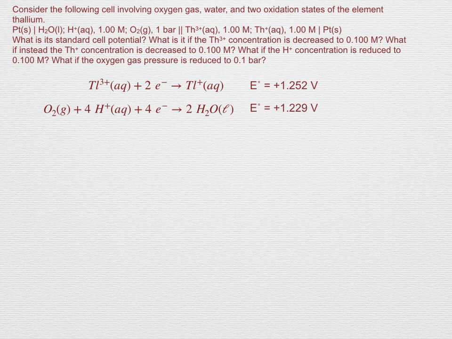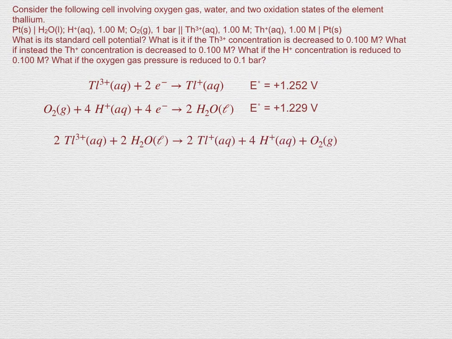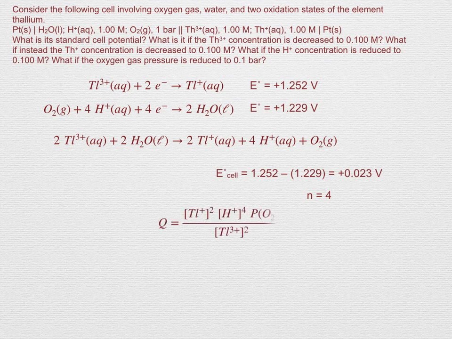The balanced overall reaction must be this. Now, we have to multiply the thallium reaction by 2 to balance the electrons. Hence, n is equal to 4 for the reaction as written. The standard cell potential is plus 0.023 volts, or 23 millivolts. Because the 2 half reaction potentials are so close to each other, the cell potential is rather small. We can write down the reaction quotient Q.